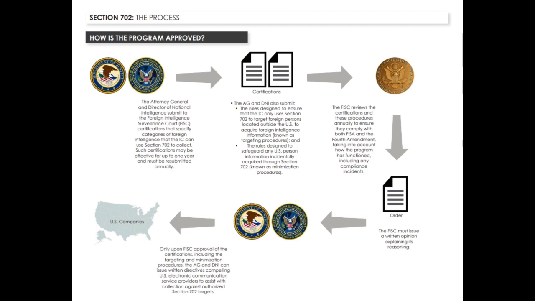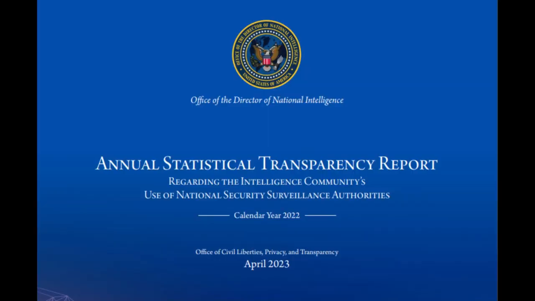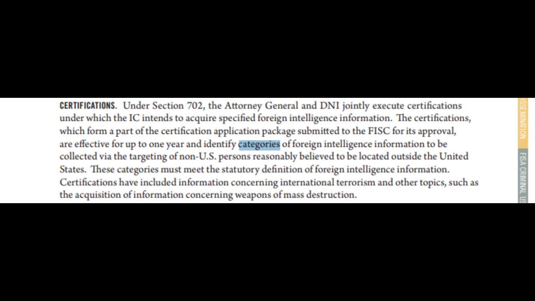Before intelligence agencies can collect communications under 702, the Attorney General and the Director of National Intelligence must submit certifications to the Foreign Intelligence Surveillance Court, a special court created expressly for the purpose of reviewing whether surveillance agencies are violating FISA law. These certifications describe how each intelligence agency plans on collecting communications, and also what category of intelligence is being collected. The Director of National Intelligence report explains these categories must meet the statutory definition of foreign intelligence information. Certifications have included information concerning international terrorism and other topics, such as the acquisition of information concerning weapons of mass destruction.